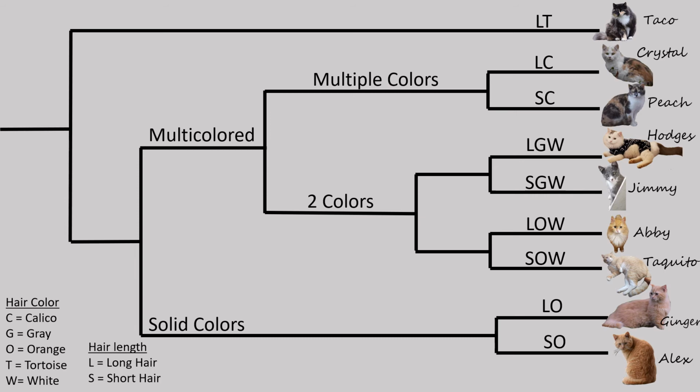Finally, let's look at solid-colored cats. By looking at the tree, we can see that these cats have only been split into long-haired and short-haired solid-colored orange cats. Finally, let's look at a few terms regarding the tree.